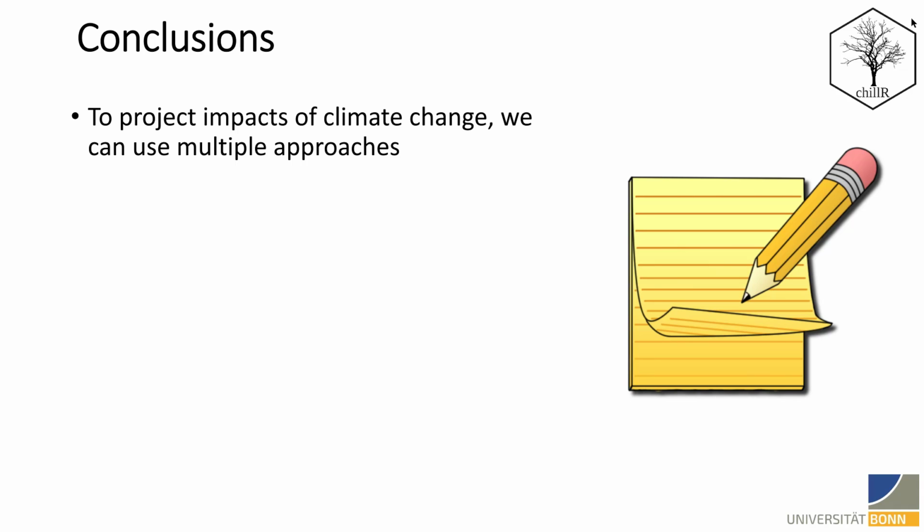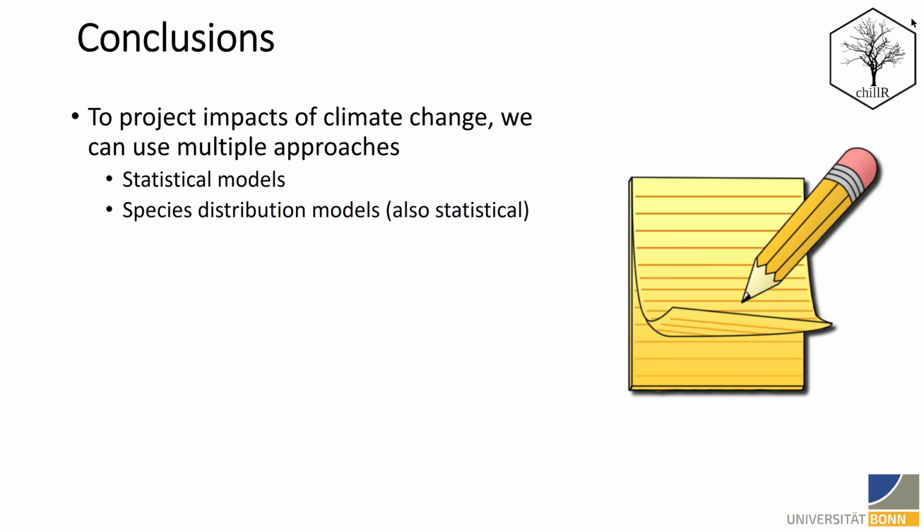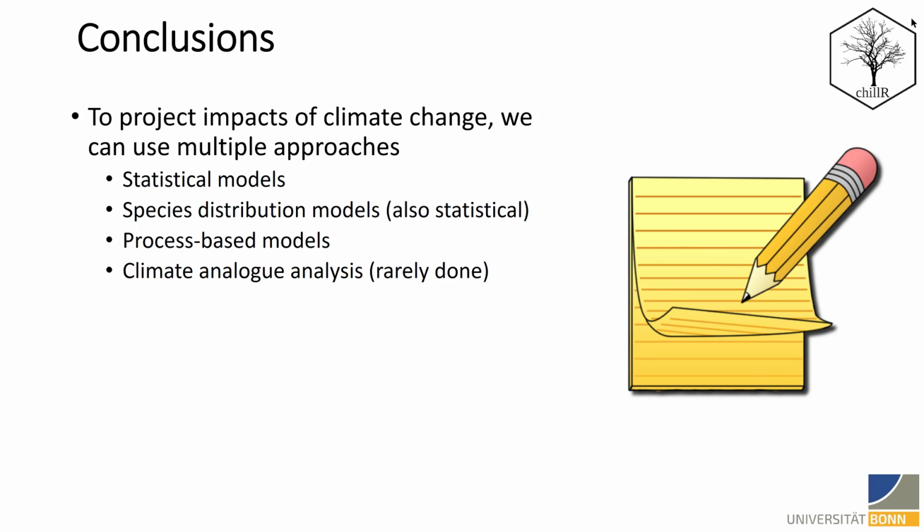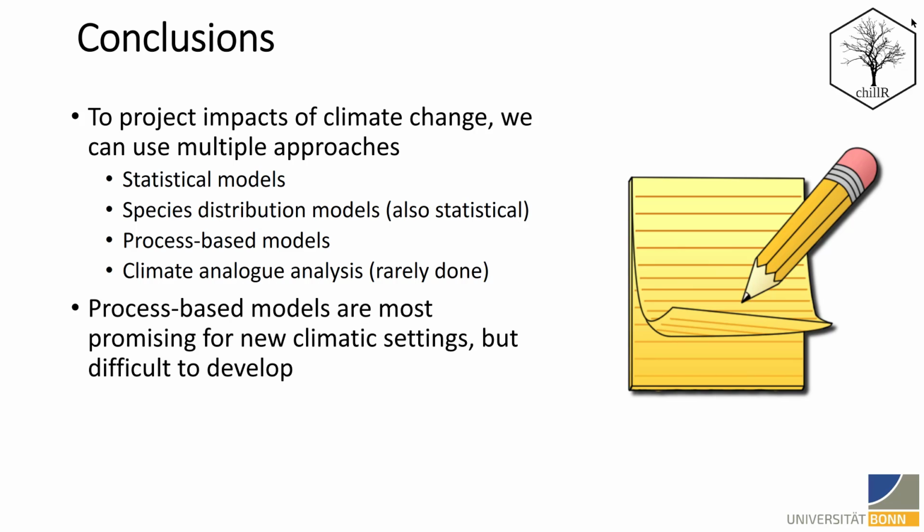Conclusions from today's lectures are that to project impacts of climate change, we can use multiple approaches. There are different options. There are statistical models, species distribution models, which are really also statistical. There are process-based models. There's climate analog analysis, which is rarely done, but that may have a place for some things. And really, for new climatic settings, the most promising approach is probably the process-based model. But this is very difficult to develop, especially if you want to have it generally applicable for complex systems. Good luck trying to develop one.